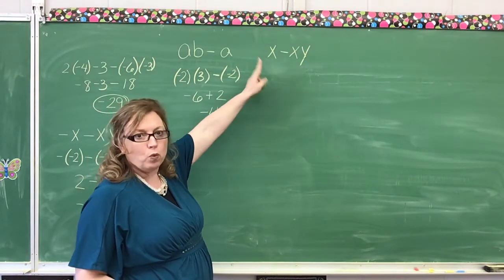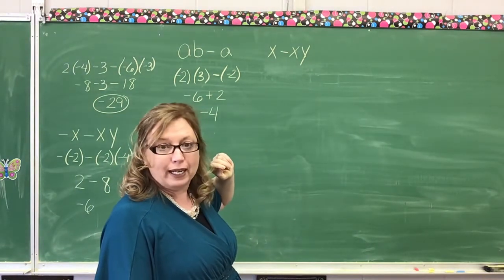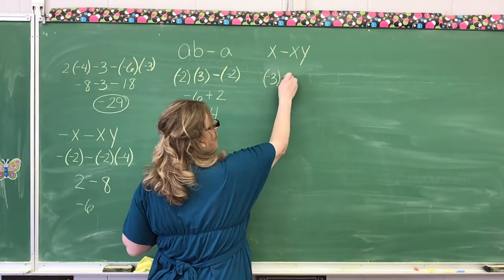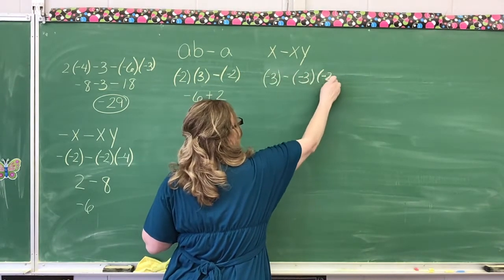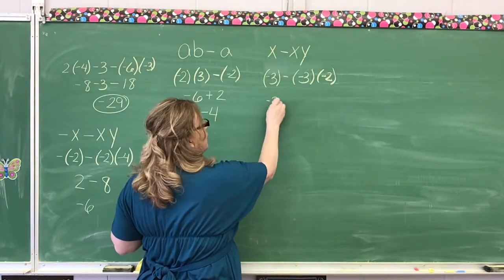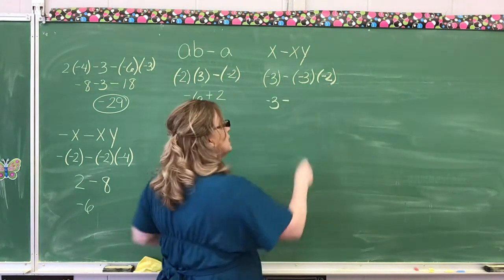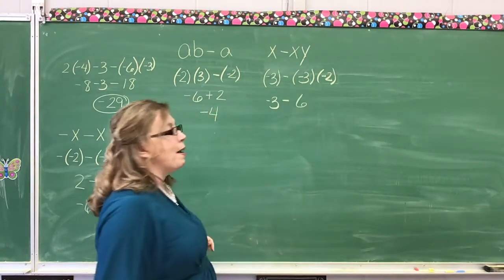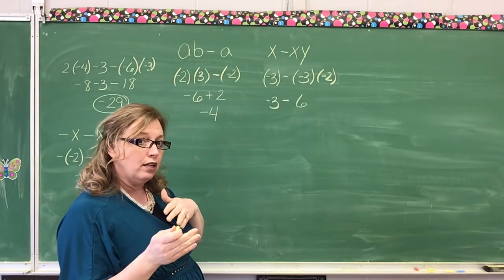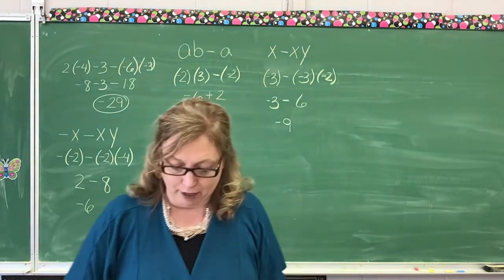Look at the next one. X minus xy. What if x is -3 and y is -2? So x is -3 minus -3 times -2, because x is negative 3, y is negative 2. So we have negative 3. We're going to subtract. We're going to say negative 3 times negative 2 is a positive 6. So we have negative 3 minus 6. And we're really going to add those, right? Because we're using algebraic addition. So what do we get? We're going to get negative 9.